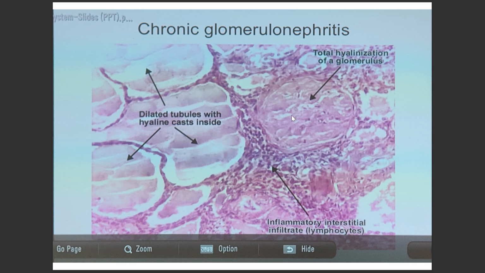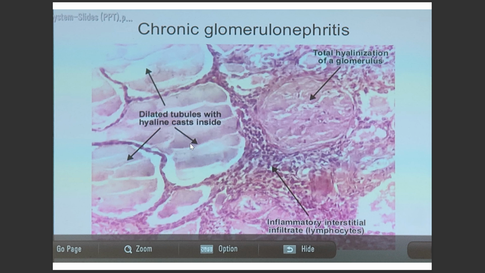This is the slide of kidney. How do we understand this is the slide of kidney? Because you see the interstitium and the glomeruli are detached, and hyaline deposition has occurred, so the glomerular architecture is completely disrupted and disintegrated.